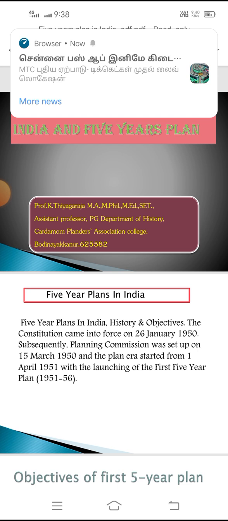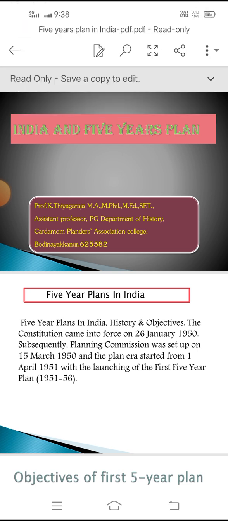Similarly, as far as Indian history is concerned, after independence India wanted to reconstruct the Indian economy, because during the time of British power we lost our wealth, which was looted by the foreign power, the British. So we wanted the re-establishment of the Indian economy after independence.